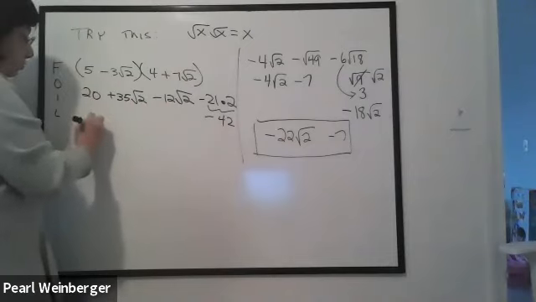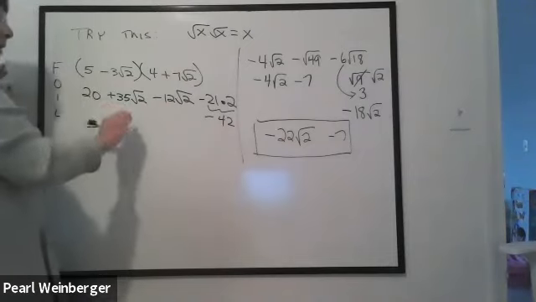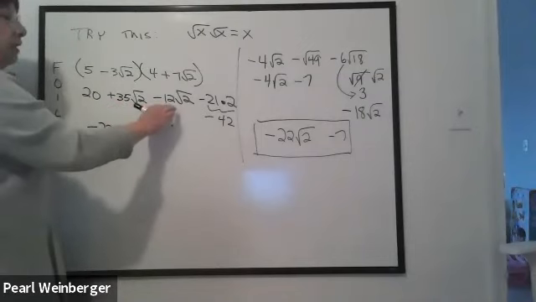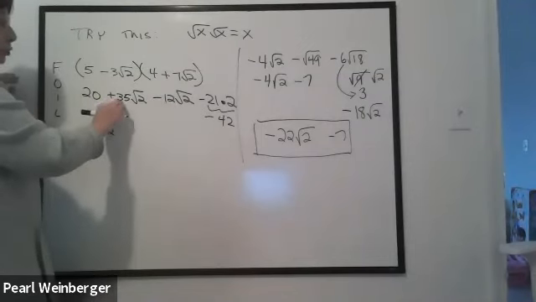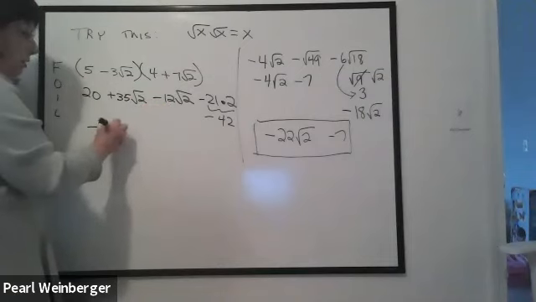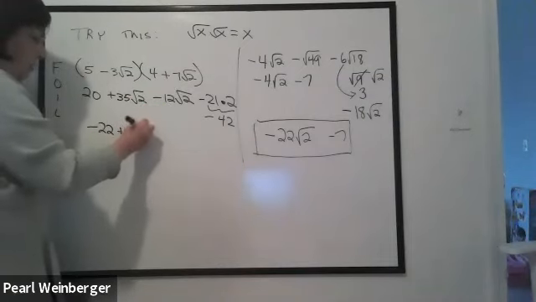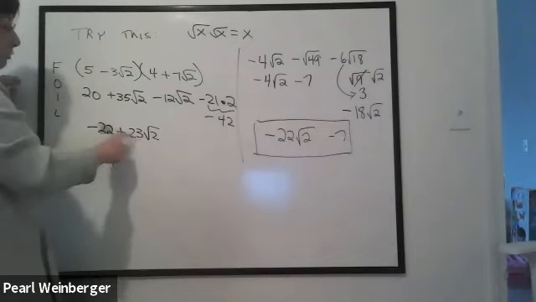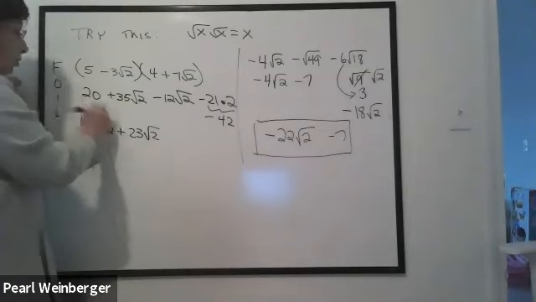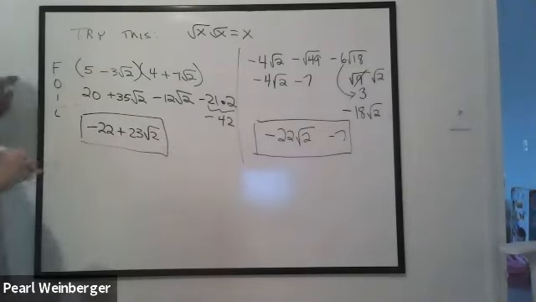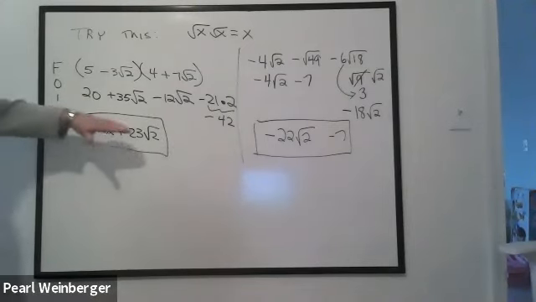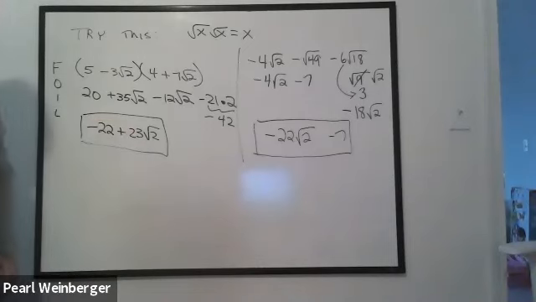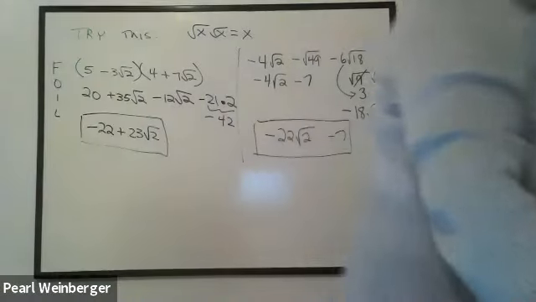20 minus 42 is negative 22. And then we have a 35 radical 2 minus a 12 radical 2. So 35 minus 12 is 23 radical 2. And don't combine the negative 22 and the 23 radical 2 because they're not like radicals. Your answer is a binomial with two terms, negative 22 and plus 23 radical 2. So that's how we multiply radicals. Let's do one more like this.